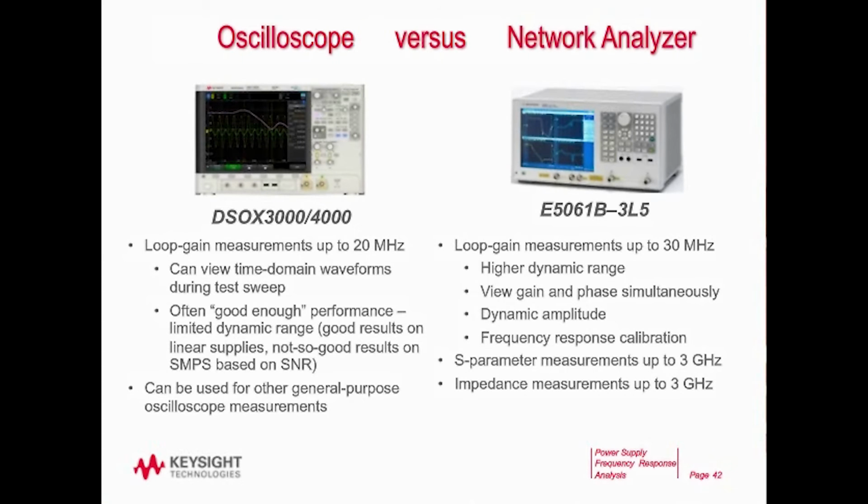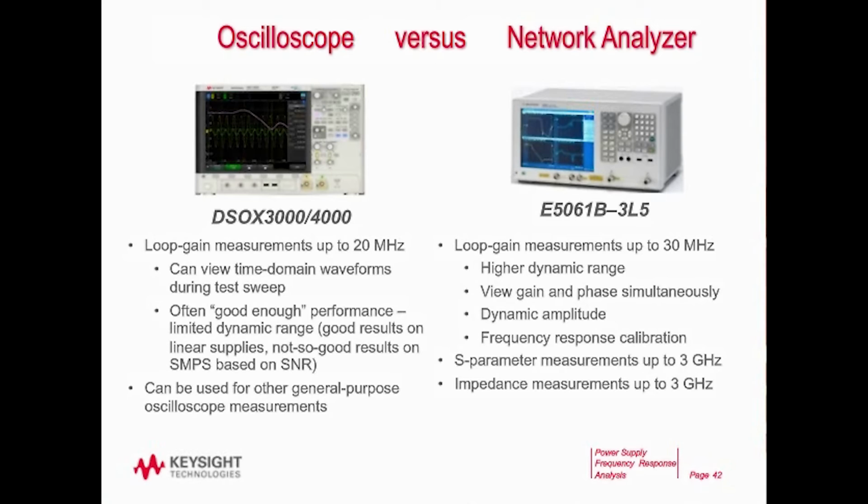So let's kind of review, summarize scope versus network analyzer. The scope can make these loop gain measurements up to 20 megahertz. That's the limitation of the function generator. One of the advantages is you can view the time domain waveforms during the test. That can sometimes be important. If you're overdriving, if the disturbance signal has too high of amplitude, you can induce distortions on your waveforms. Your waveforms won't be sine waves anymore. If you're using a network analyzer or a frequency response analyzer, you won't know that. With the scope, you see each waveform that's being tested at each frequency, and you can visually look and see if you're getting distortion.